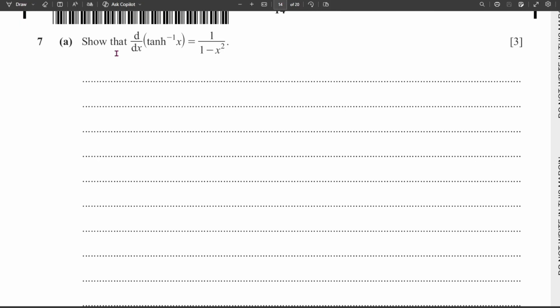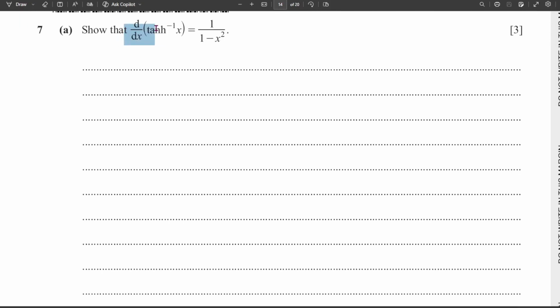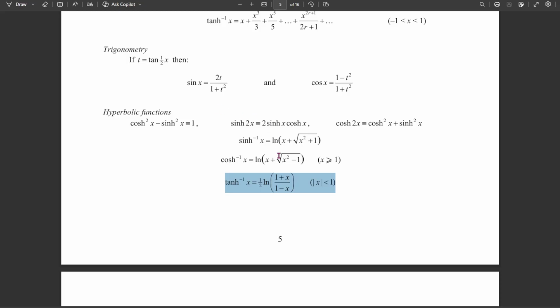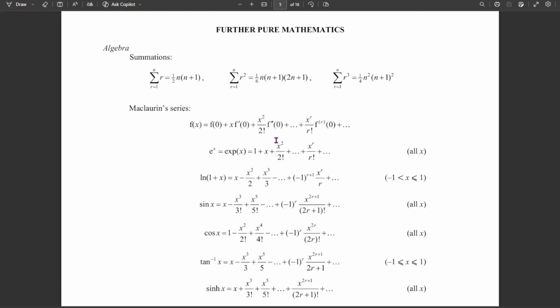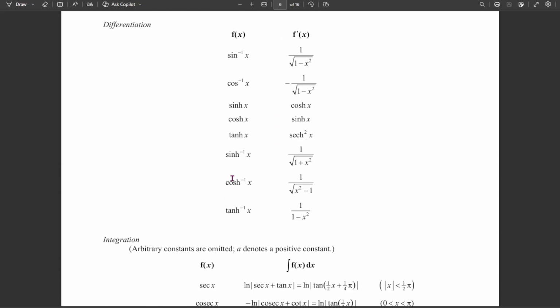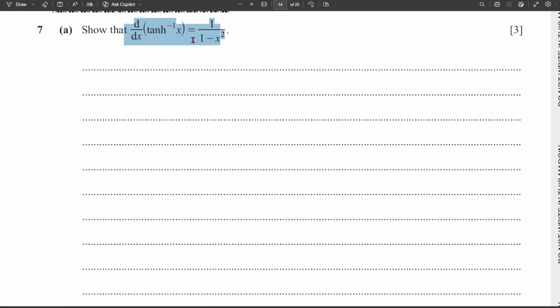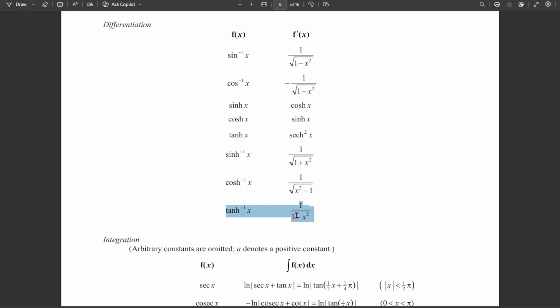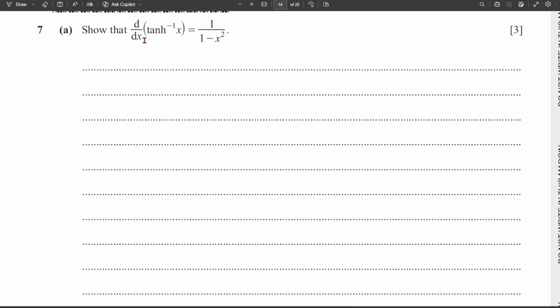First part, they want us to show that this derivative is true. If you look at the formula list, you can see that there is a formula for this. But if you just use that, you will not get any marks here, because they want you to show the derivation of this expression. So what I'm going to show you is how to do it using implicit differentiation.